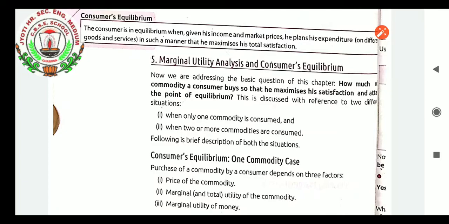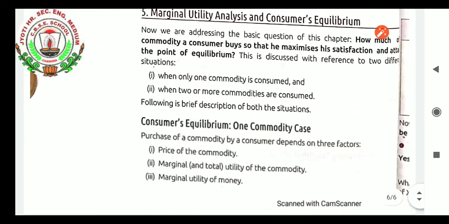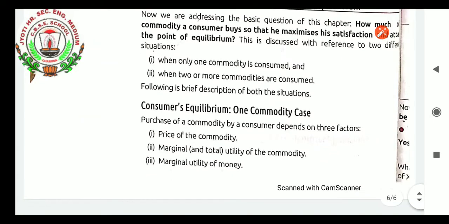This is discussed with reference to two different situations. The very first situation is when only one commodity is consumed, and the second situation is when two or more commodities are consumed. First of all, we will see the one commodity case. Consumer equilibrium under the one commodity case works like this. The purchase of a commodity by a consumer depends on three factors. First, the price of the commodity; second, the marginal and total utility of the commodity; and third, the marginal utility of money.